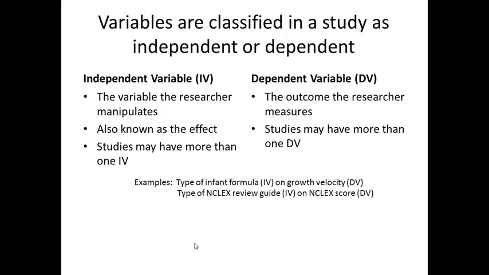Here's another: the effect of the type of NCLEX review guide on NCLEX scores of test takers. The type of guide or study resource would be the independent variable, and the score is the dependent variable.